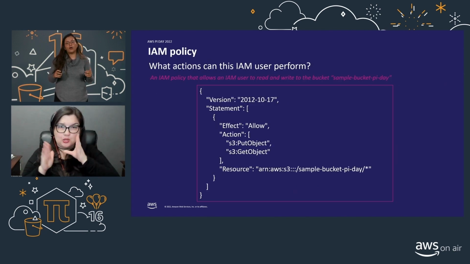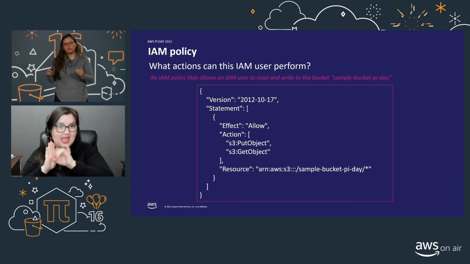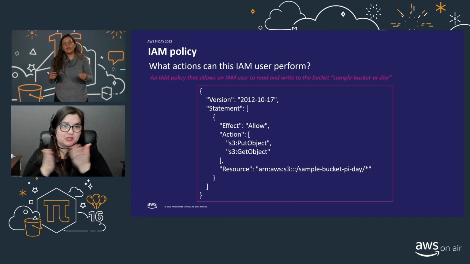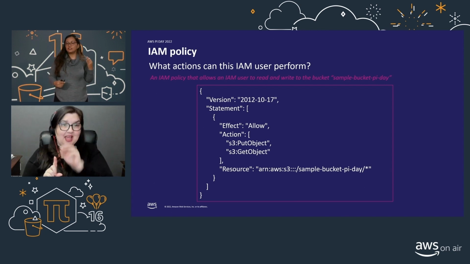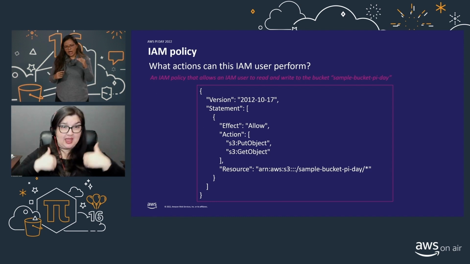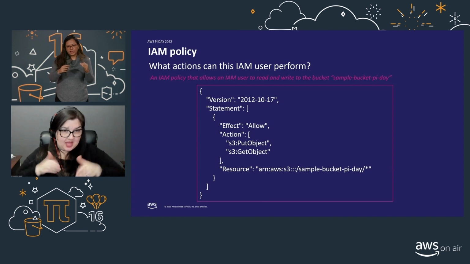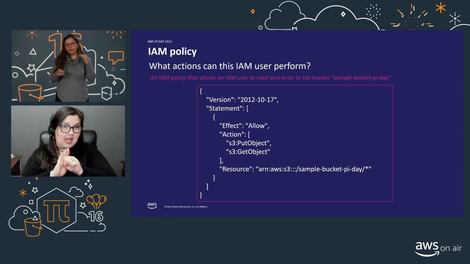So an IAM policy is defined within the Identity and Access Management service within AWS, and it defines what actions this IAM user can perform. It has three mandatory elements: effect, action, and resource. And in this specific example on the screen, we have an IAM policy that allows an IAM user to read and write objects to a bucket called sample bucket PyDay. As you can see, there are three elements.